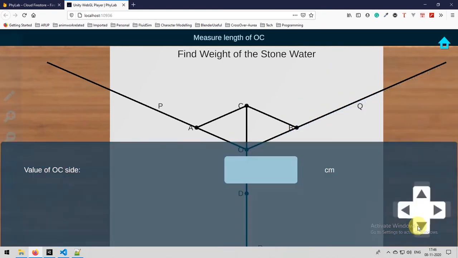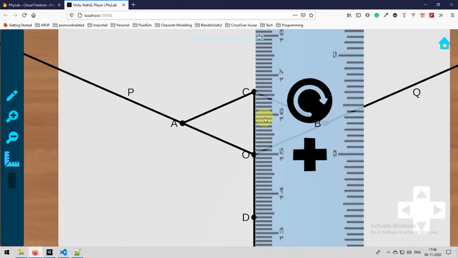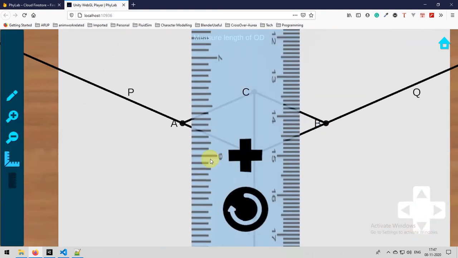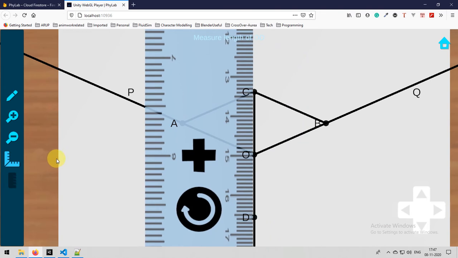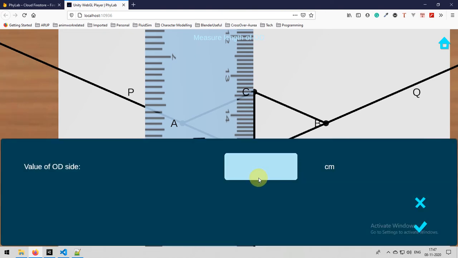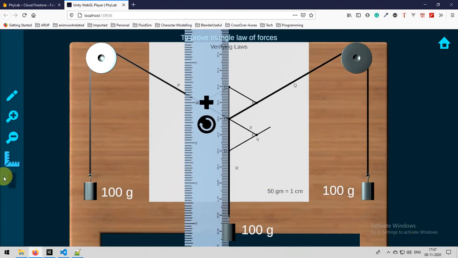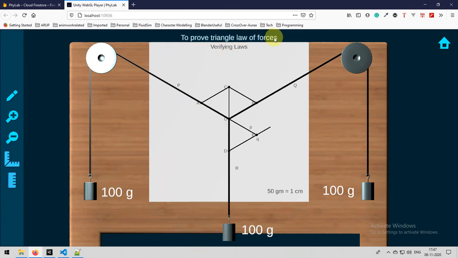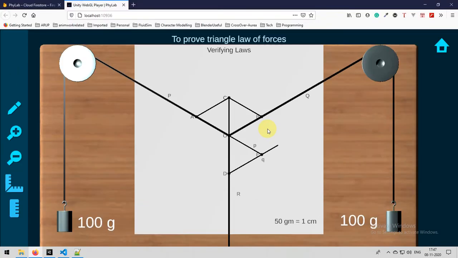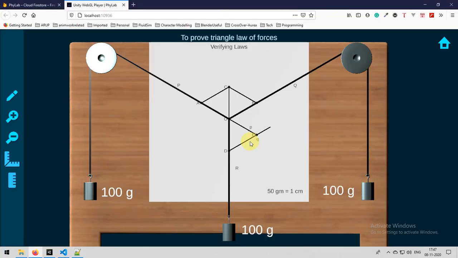And then once all these values for the parallelogram law are done, I will start with the triangle law of forces. At the end, once you finish taking all the values for the parallelogram law of forces, you will be prompted with the triangle law of forces. Here you can see, to prove the triangle law of forces. That is the second part.